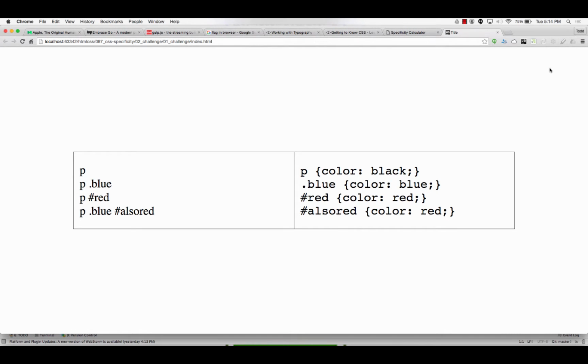All right, what color is that P going to be? Just the P. If that's my CSS and I have a paragraph element, what's the paragraph element going to be? Black. What's the paragraph with the class of blue going to be?